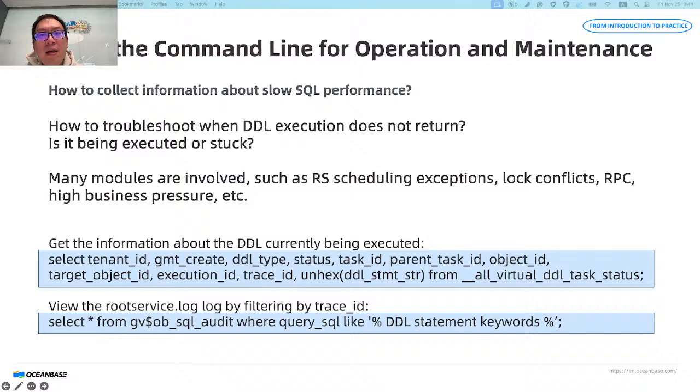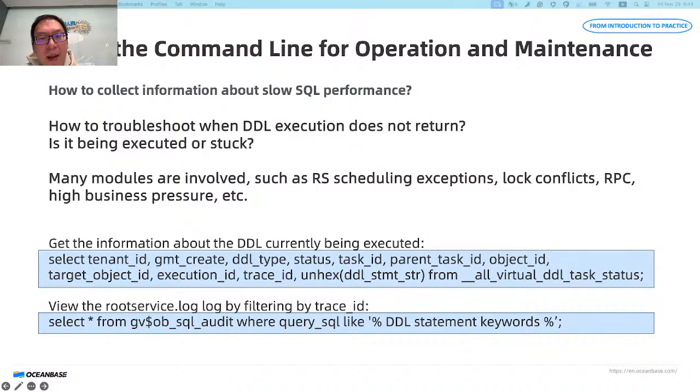How to troubleshoot when DDL execution does not return. Is it being executed or stuck? Many modules are involved in troubleshooting this problem, such as RS scheduling, exceptions, log conflicts, RPC, or high business pressure, and others. First of all, we can get the information of the DDL currently being executed. If it can be obtained, it means that there is an exception in the RS scheduling stage, and we need to filter the information from root service log by trace ID.